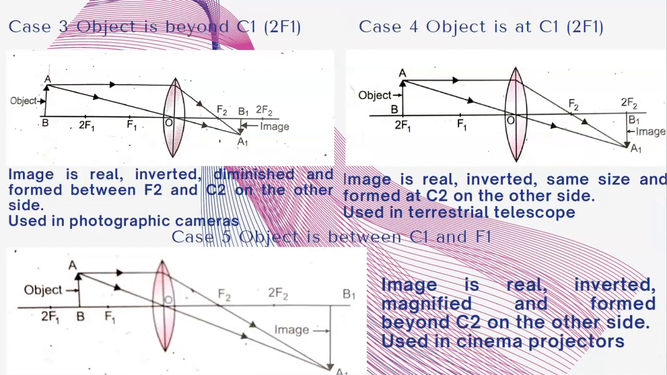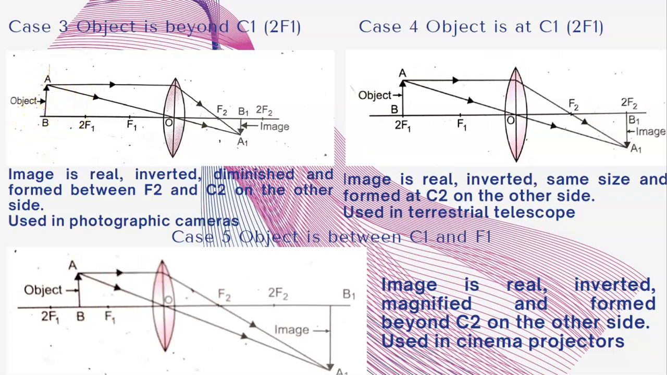Coming to case 3 of convex lenses. In the first case and the second case, the object was at infinity. Now the object is coming closer to the lens. Consider case 3 where the object is beyond 2f1. 2f1 is also known as C1, that is the center of curvature, first center of curvature. Object is beyond C1, that means it is behind C1.